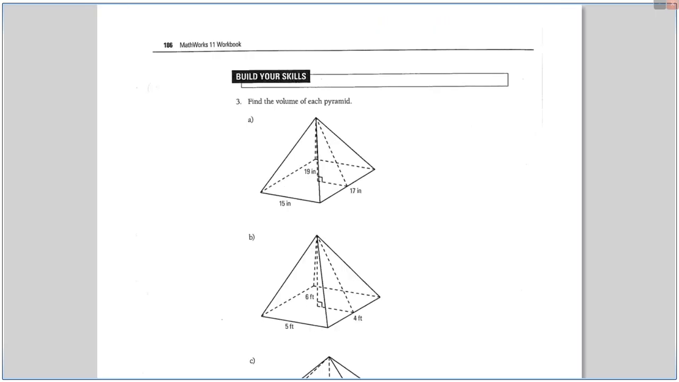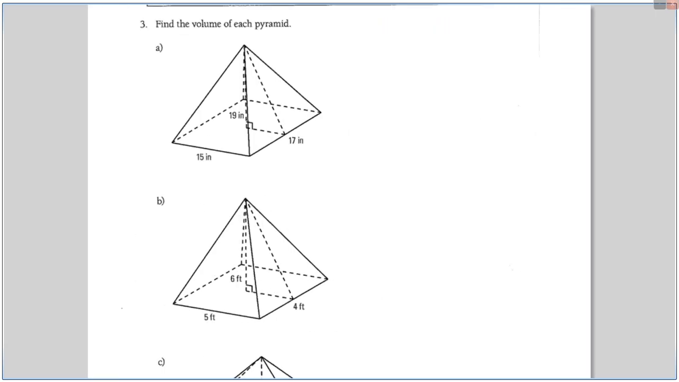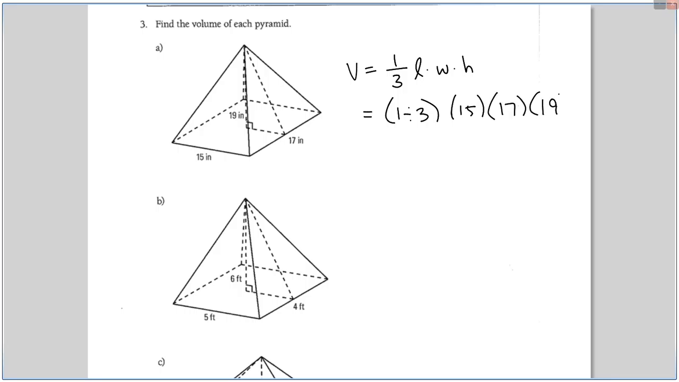Alright. I'm going to do 3A and then I want you guys to do 3B, okay? Volume is exactly 1/3 LWH. I can put that in my calculator just like that: 1/3 times 15 times 17 times 19. Doesn't get easier than this. Volume typically is easier than area. 1615 cubic inches. Please try 3B.